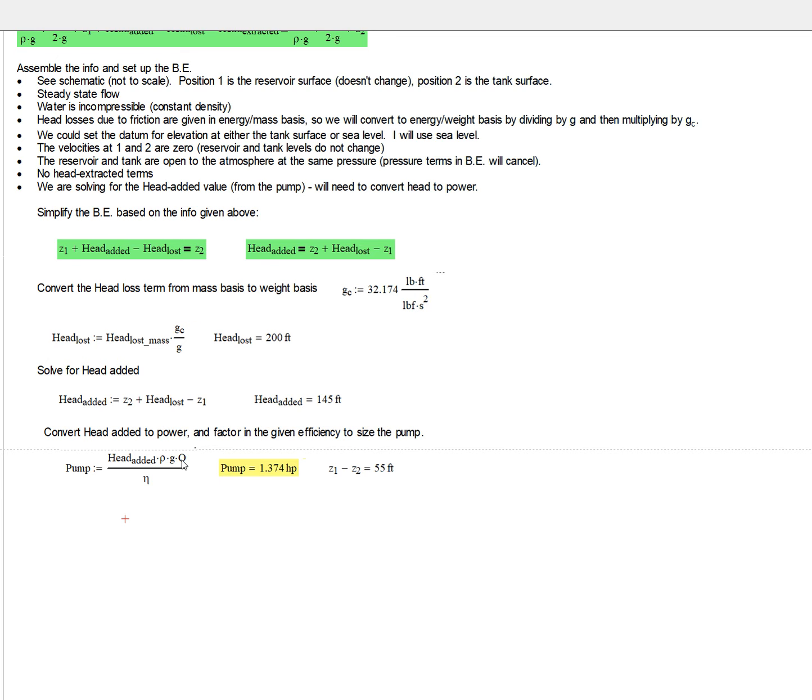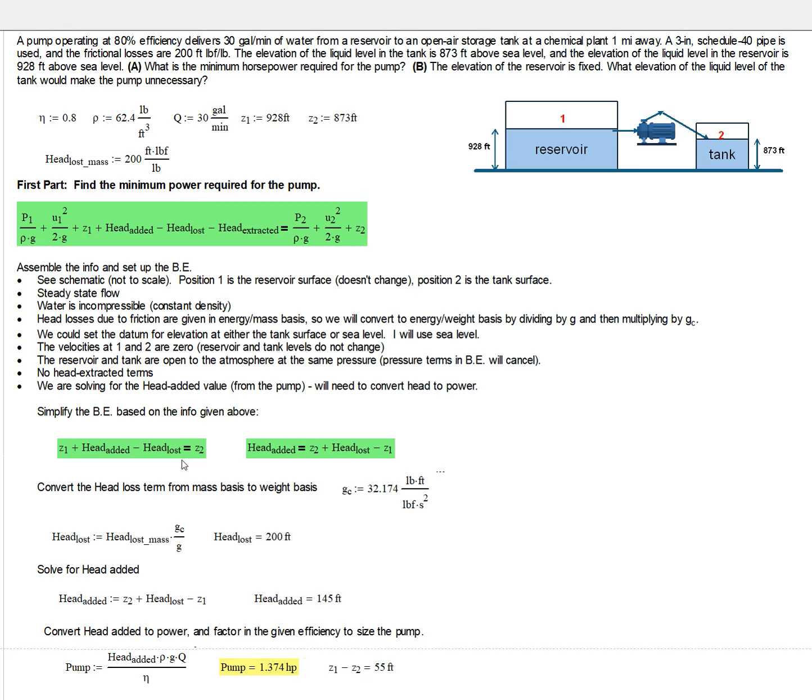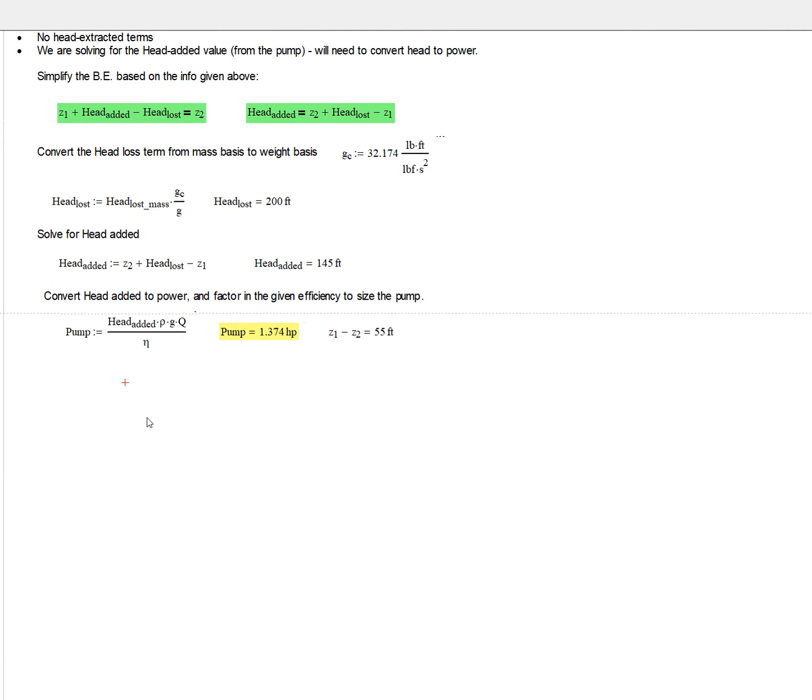But we also have to realize that some of that energy from the pump, some of that power from the pump, is getting wasted. All right? And so our efficiency of the pump, if I remember, is 80%. And so we have to divide by that efficiency. And so the minimum power required for that pump is about 1.374 horsepower.